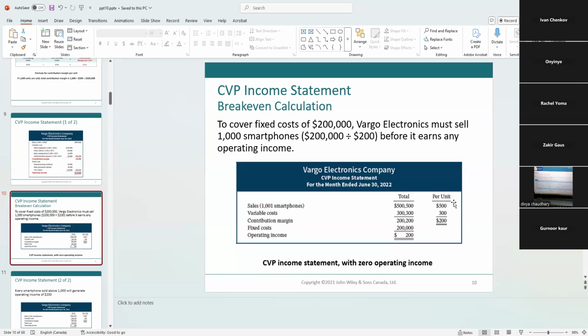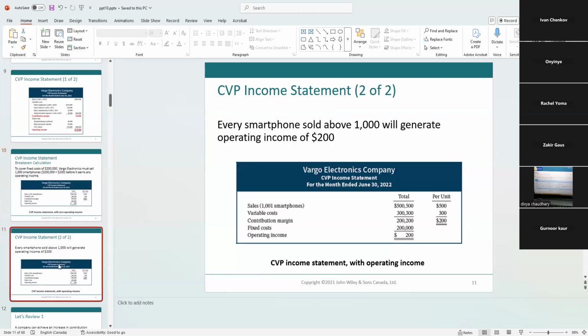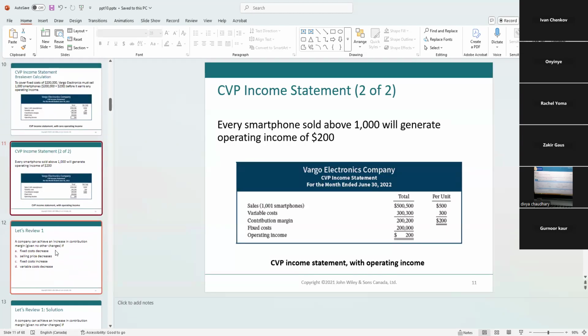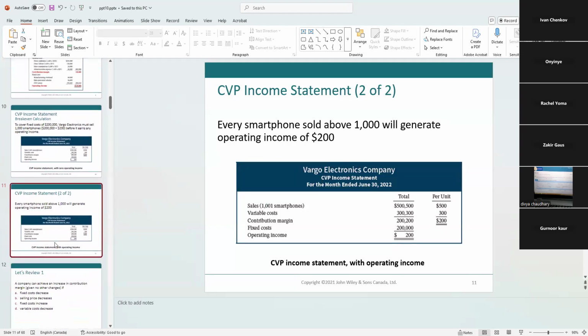What if we sell two more after the break even? Well, 2 times 200, 400 is going to come to our operating income. Why? Because we already covered the fixed cost. So, in short, every smartphone that we're selling is going to give us $200 to our operating income after we cover the fixed cost. So our first objective is to cover the fixed cost.